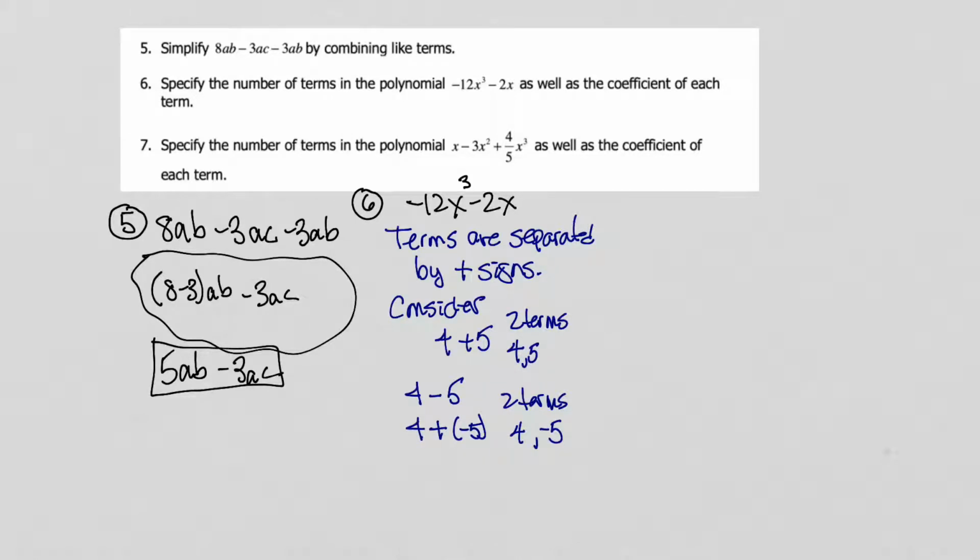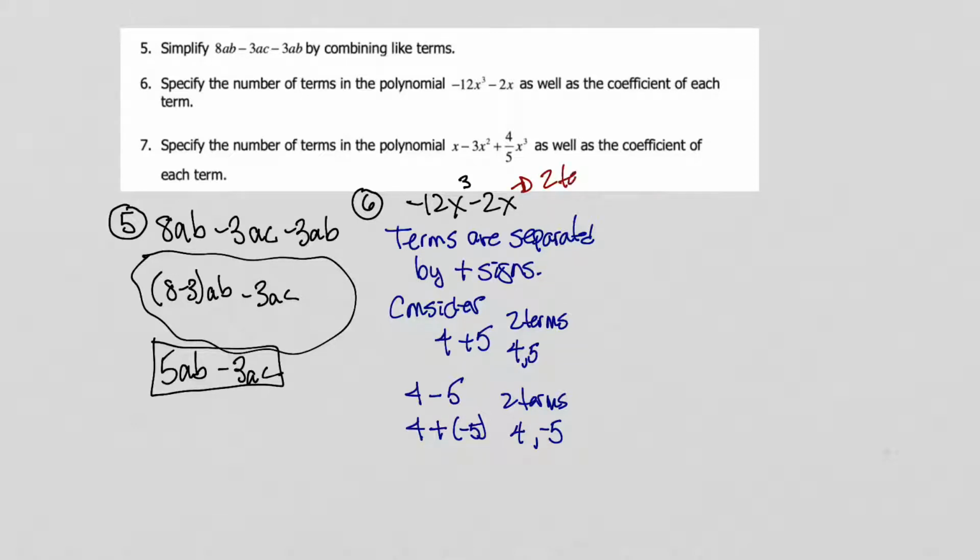So rather than rewriting an entire expression like this one by getting rid of the minus signs, just take the sign along with it. So when I look at this one down here, I'm going to say the terms are 4 and, taking the sign with it, negative 5. So in number 6 here, when I look at this one, I'm going to say that there's 2 terms.